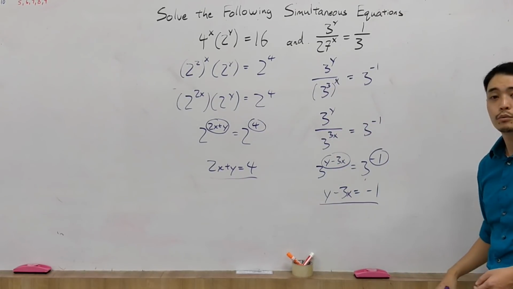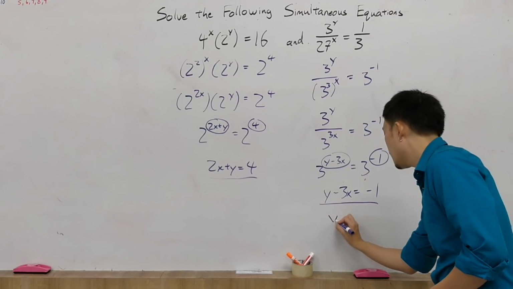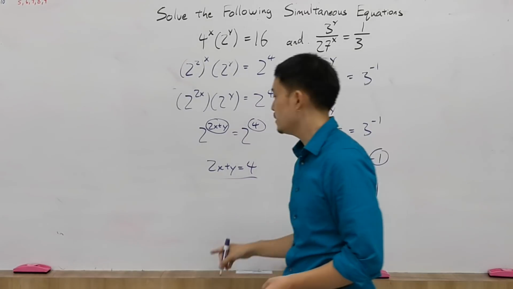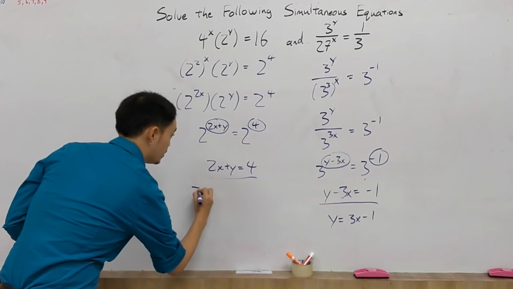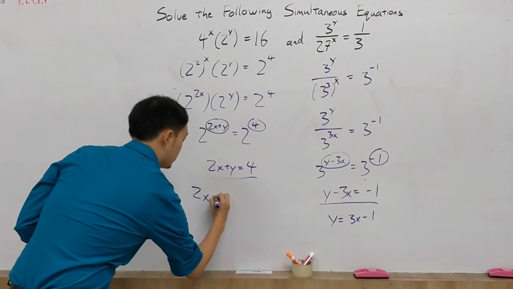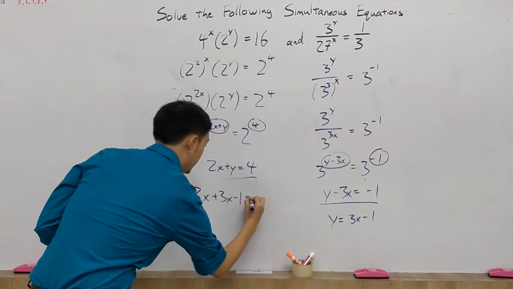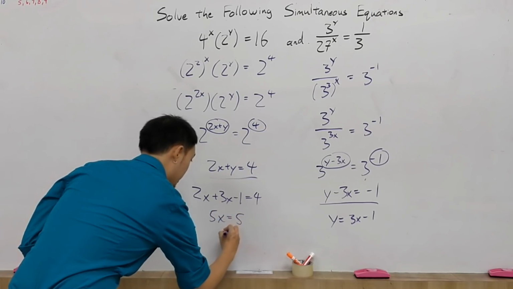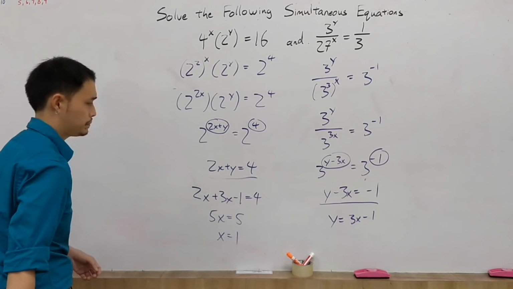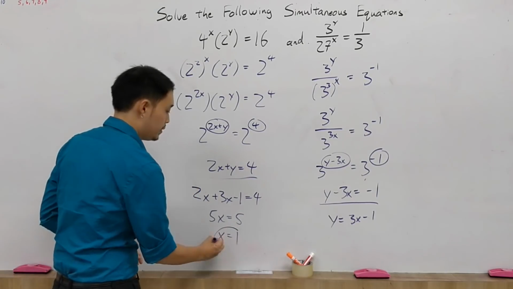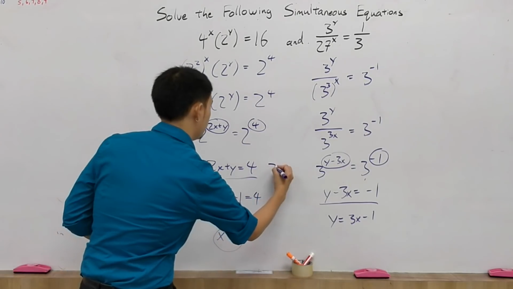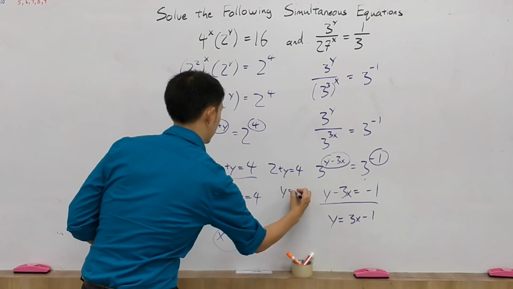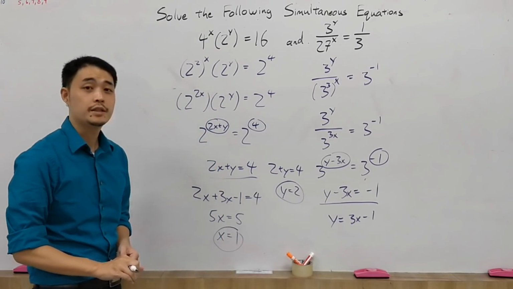From here, we're just a quick substitution away. Let's say y equals 3x minus 1. Substitute that into this guy. We'll end up with 2x plus 3x minus 1 equals 4. That means 5x equals 5 and x equals 1. If x equals 1, then let's plug that back into here. 2 plus y equals 4. Therefore, y equals 2. And that's how we do it.